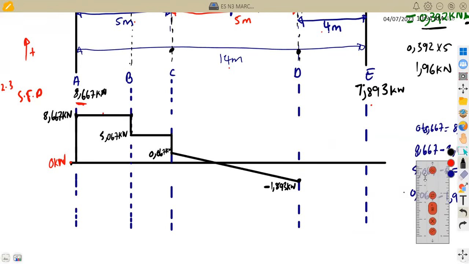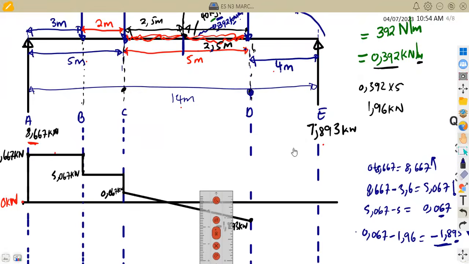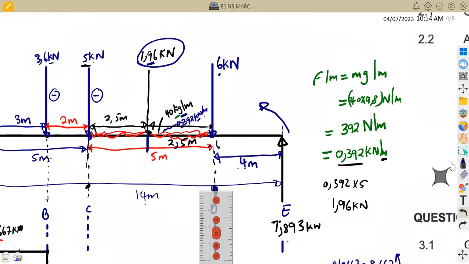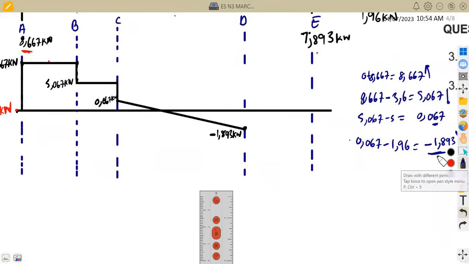All right, let's check what is happening now between the point D and E, because we are now at point D. In fact, at that direct point D, there is a point load of 6 kilonewton facing down, so you're supposed to subtract again. At that point where we are, we subtract 6. So we are at the point of negative 1.893. We subtract 6, so that is going to be negative 7.893, which is in the negative region. But this one is going direct straight because it's a point load.